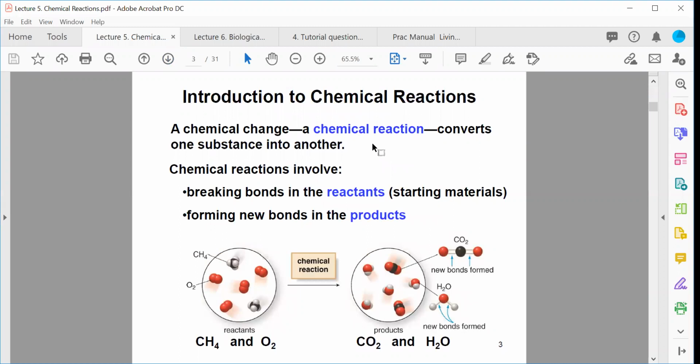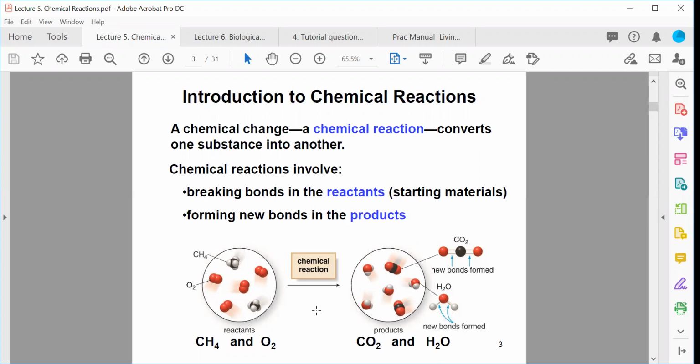All right, so you remember a few weeks back we talked about physical change and chemical change. In fact, that goes right back to week 1. Well, tonight we're looking at chemical change. More specifically, we're looking at chemical reactions. That is how one substance is converted into another substance. So chemical reactions involve breaking bonds in the starting materials, which we call reactants, well, in chemistry anyway, and forming new bonds in the final products.